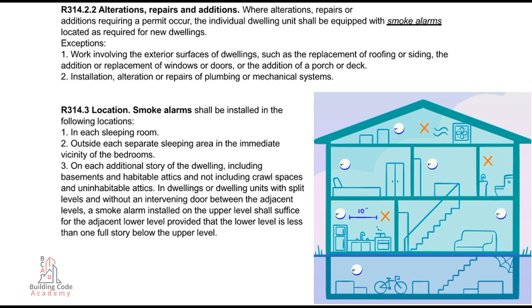R314.2.2 Alterations, repairs, and additions. Where alterations, repairs, or additions requiring a permit occur, the individual dwelling unit shall be equipped with smoke alarms, located as required for new dwellings. Exceptions: 1. Work involving the exterior surfaces of dwellings, such as the replacement of roofing or siding, the addition or replacement of windows or doors, or the addition of a porch or deck.